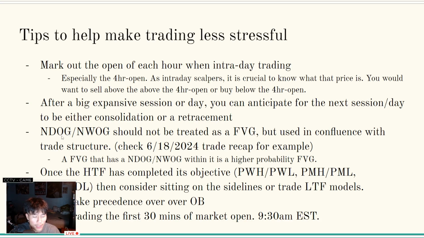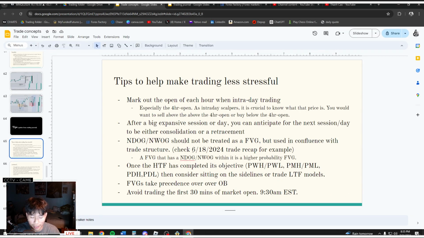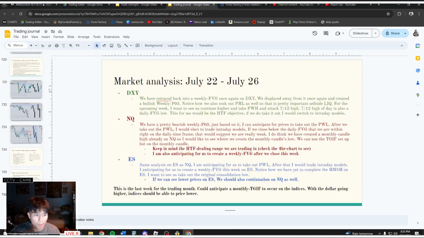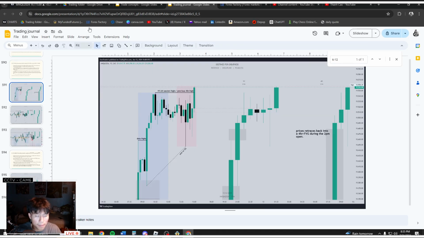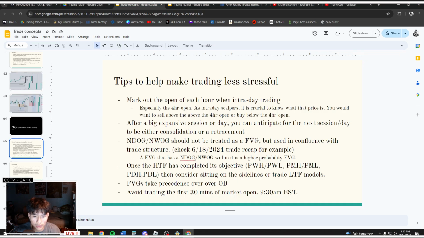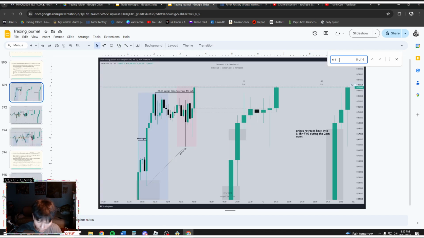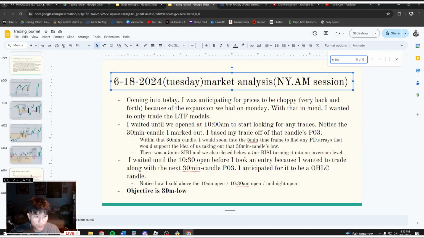Number 3, new day opening gap and new week opening gap should not be treated as a fair value gap, but used in confluence with trade structure. Check the June 18th, 2024 trade recap, for example. So let's check that out. Actually 6/12. Wait, was that 12? It's 18. I'm getting too old. Okay, so June 18th.